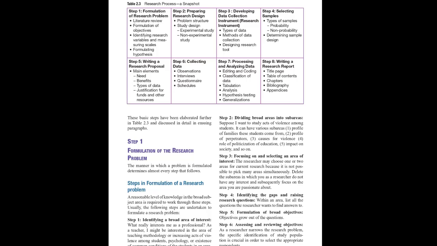The researcher may choose one or two areas for current research because it is not possible to pick many areas simultaneously. Delete the sub-areas in which you as a researcher do not have any interest and subsequently focus on the area you are passionate about. Step 4. Identifying the gaps and raising research questions. Within an area, list all the questions the researcher wants to find answers to.